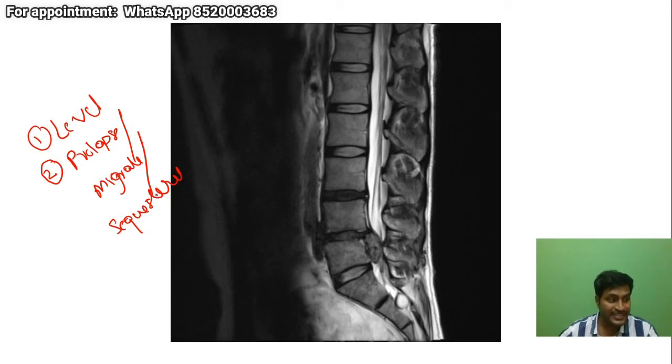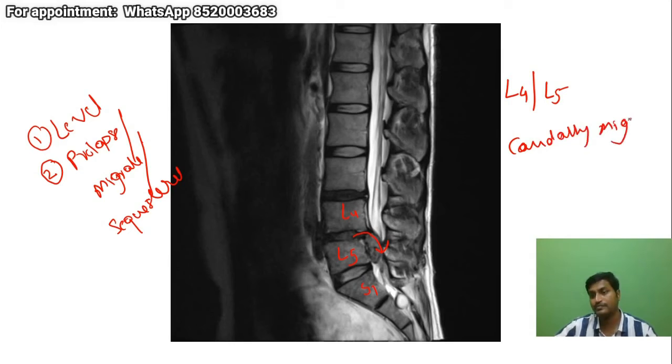Dr. Veerabhadram has said sequestration. But what is a sequestered disc? First level, is there any confusion? This is S1, this is L5, this is L4. So the level of the disc is L4, L5. Second one, the disc has gone down. So this is caudally migrated. Third one, there is a continuity between the original vertebra and the disc. So this is not sequestered.